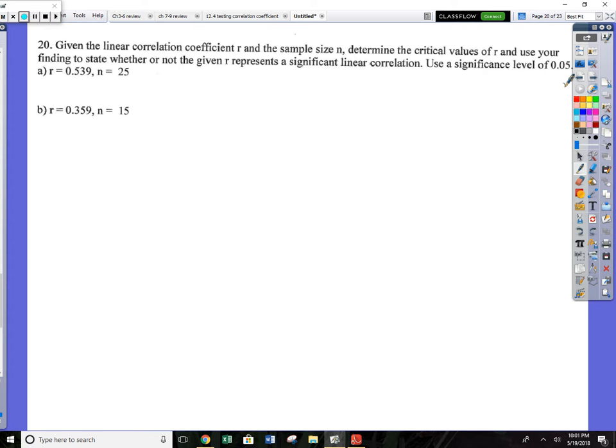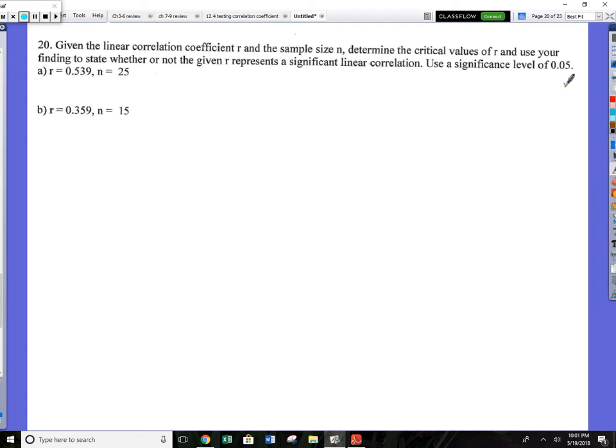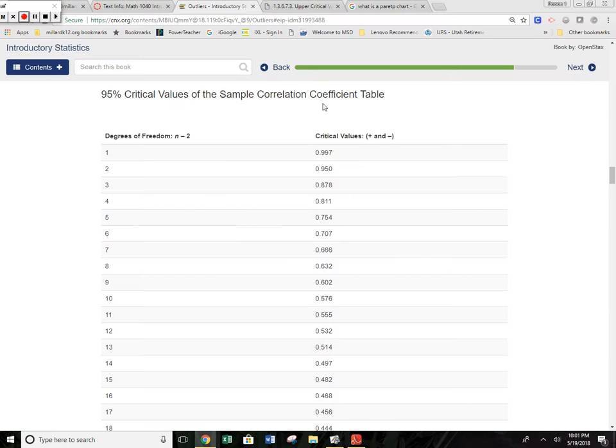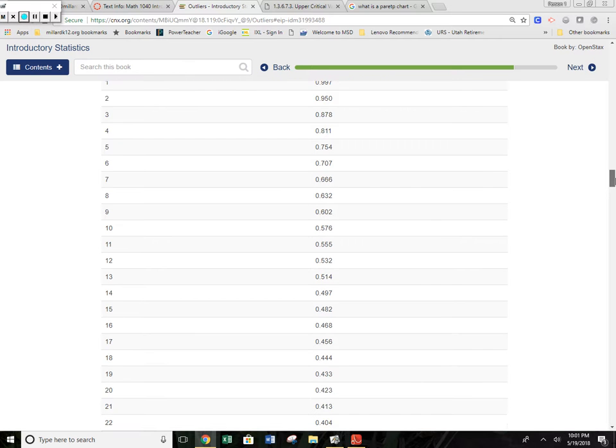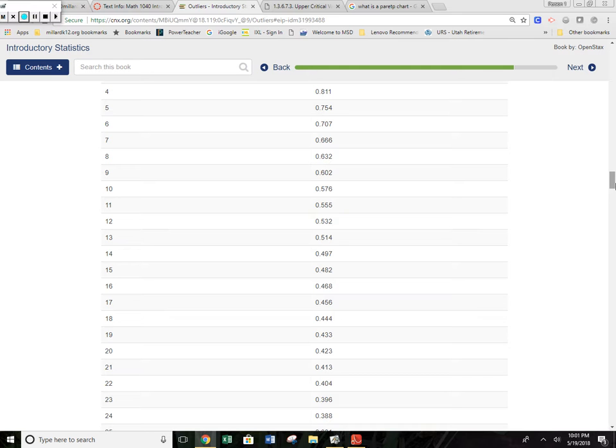Okay, 20. Now these ones, this is chapter 12. 20, let's look at A. You've got to use this chart right here. So n is 25. Your correlation coefficient is 0.539. You've got to use this guy right here. So you come on this chart and they'll give this to you on the test. What was n? 25. So that means you come over here.